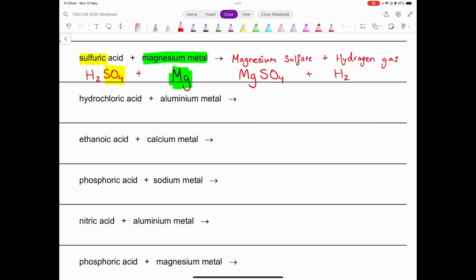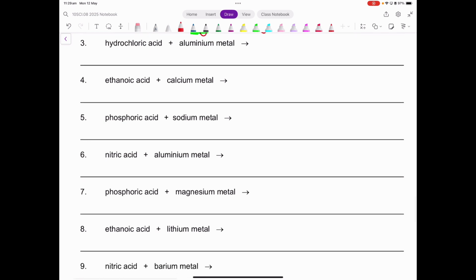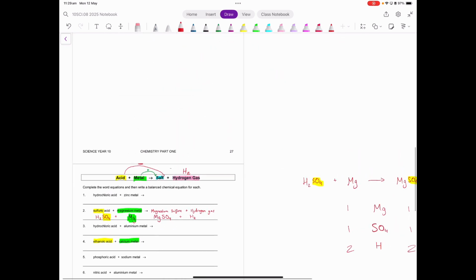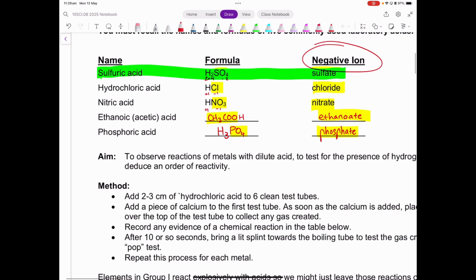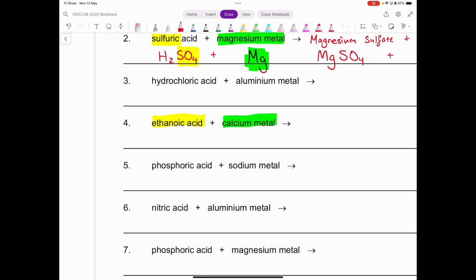Let's do one final example together, and we're going to jump down to number 4, because number 4 can be a little bit mean. Ethanoic acid. I'm going to use my same colours: ethanoic acid and calcium metal. If we scroll up to page 26, we'll see that the formula for ethanoic acid, I'll use blue this time, is given to us. We know that ethanoic acid is CH3COOH. Let's write it together, please, now. So ethanoic acid, CH3COOH, plus calcium metal. What's the symbol for calcium?